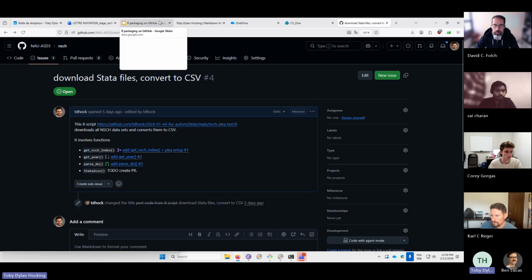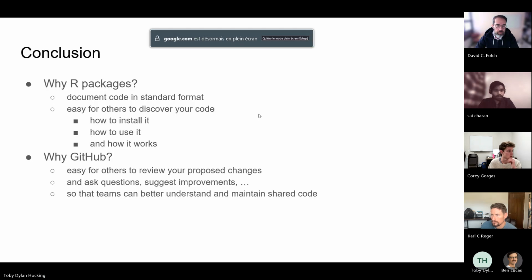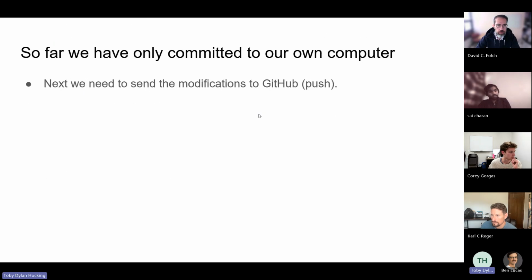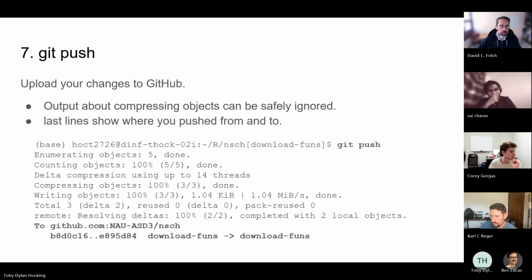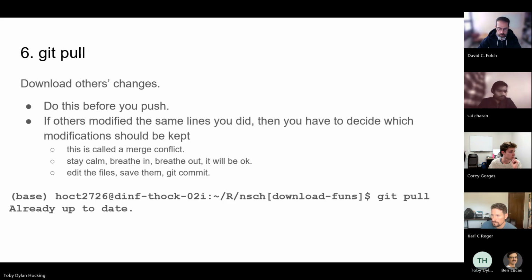I did have a slide about that. Going back to the slides, just very quickly, where is it? Git push? No, git pull. Yeah, so when you do a git pull, you have to do that before you push. And if others modify the same lines that you did, then you have to decide which modifications to keep. That's called a merge conflict. Stay calm, breathe in, breathe out. It will be okay. Just edit the files, save them, and git commit, and then hopefully everything is fine.